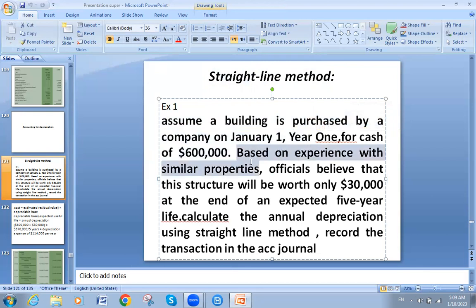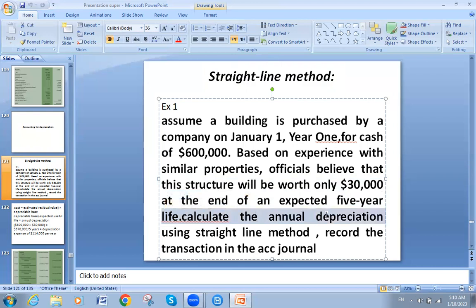Based on the experience, I'm just giving an example now. Based on the experience with similar properties, officials believe that the structure will be worth only $30,000 at the end of the expected 5 years life. So this asset, guys, has 5 years of life expectancy. After 5 years, it will be residual, it will be scrap.